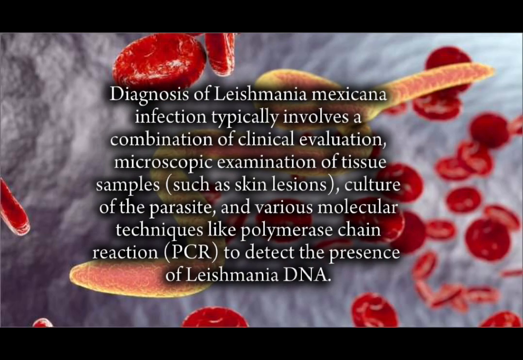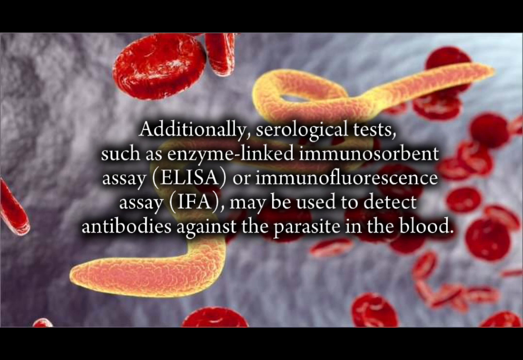Diagnosis of Leishmania mexicana infection typically involves a combination of clinical evaluation, microscopic examination of tissue samples such as skin lesions, culture of the parasite, and various molecular techniques like polymerase chain reaction, or PCR, to detect the presence of Leishmania DNA. Additionally, serological tests such as enzyme-linked immunosorbent assay or immunofluorescence assay may be used to detect antibodies against the parasite in the blood.